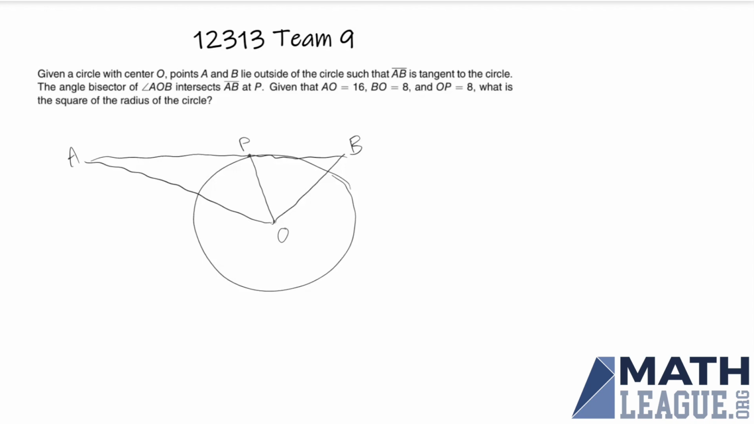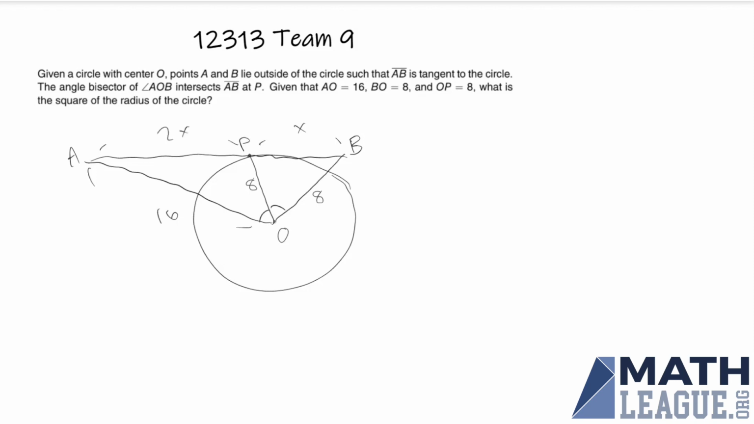So first we see that BO equals 8, OP also equals 8, so BOP is isosceles. And then we have that OP is an angle bisector. So with AO equaling 16, we can also use the angle bisector theorem. That says that the ratio AO to BO is equal to the ratio AP to BP. So if we let BP equal x, then AP would equal 2x.